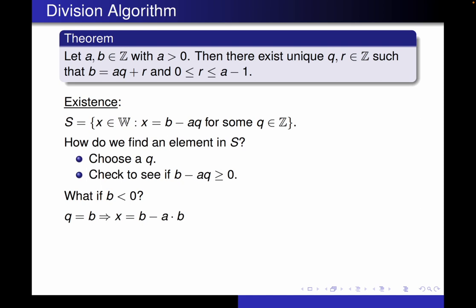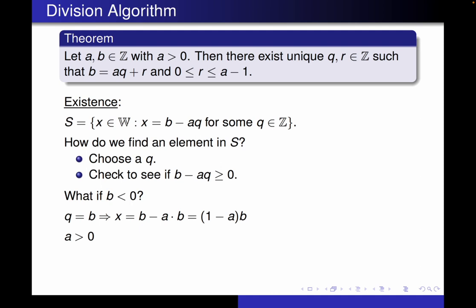So if we plug in q equals b, we get b minus ab. Well, that's pretty convenient. We have a common factor of b in both of those. So if we factor out that b, we get 1 minus a times b. All right, so let's see if we can figure out whether that number is negative or not.